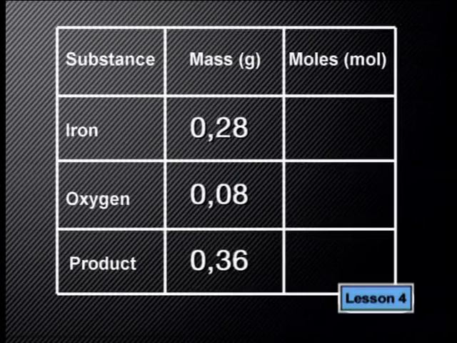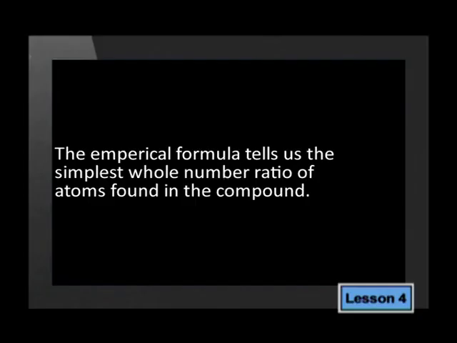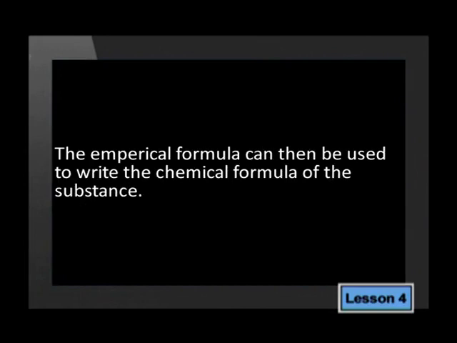I hope you enjoyed watching that experiment. The data that we got from that experiment is extremely useful. Let me show you how we can use it to find the percentage composition and the empirical formula of the compound that formed. Let's find the empirical formula first and then have a look at the percentage composition. Remember, the empirical formula tells us the simplest whole number ratio of atoms found in the compound. This can then be used to write the chemical formula of the substance.